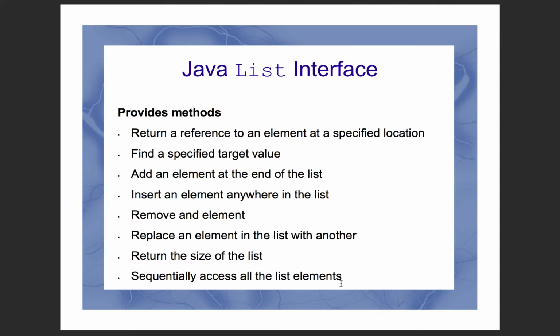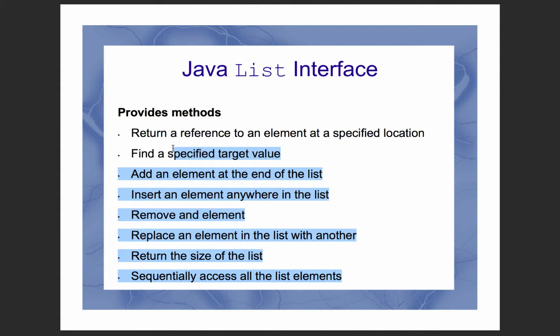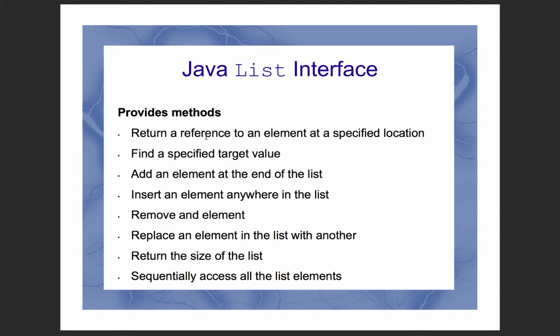These are the methods that we can find from the List interface. So what are the methods? Return a reference to an element at a specified location.